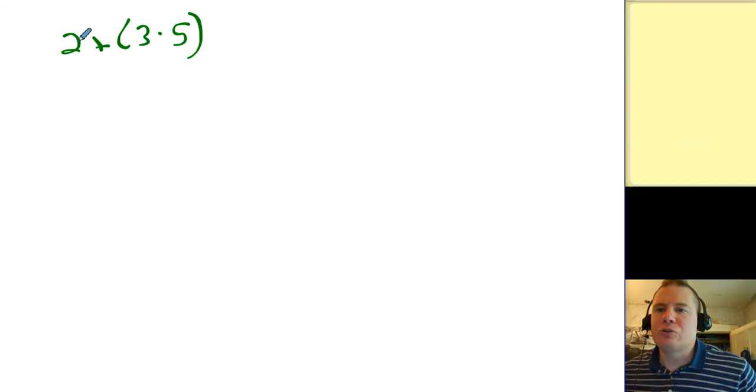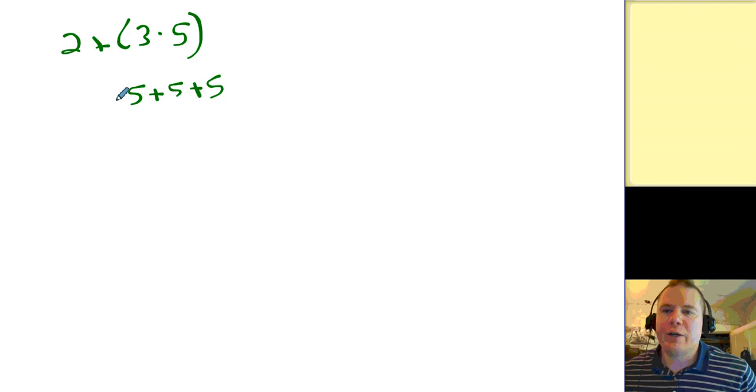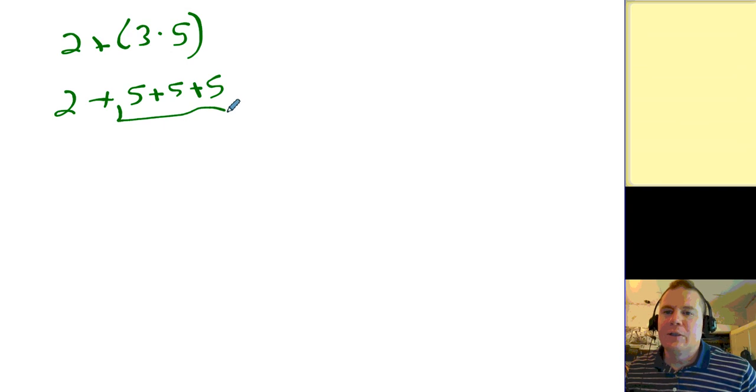If I have 2 plus 3 times 5, I'm not distributing addition over multiplication. 3 times 5 means I'm adding 3 5s plus another 2 being added to that. The 2's not doubling the 3 and doubling the 5. It's not doubling anything. It's just 2 added to this product.